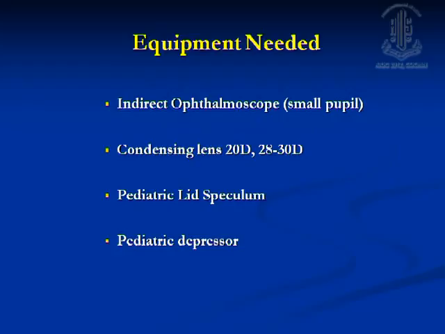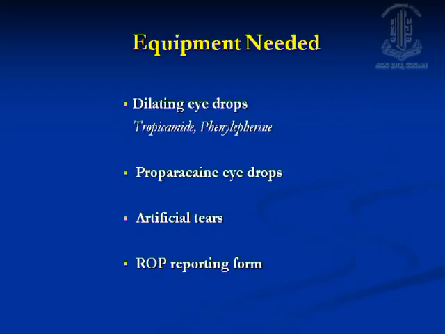You need an indirect ophthalmoscope, a condensing lens. 28 diopter is preferable because it will give you a larger field. A pediatric speculum is needed. A pediatric depressor is needed. You need dilating eye drops, a combination of tropicamide and phenylephrine, proparacaine topical anesthetic eye drops, artificial tears, and a good ROP reporting form.